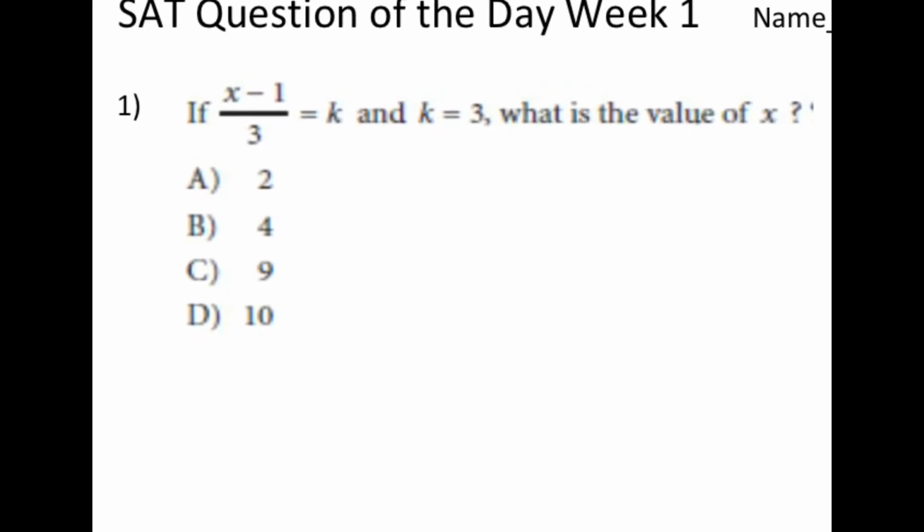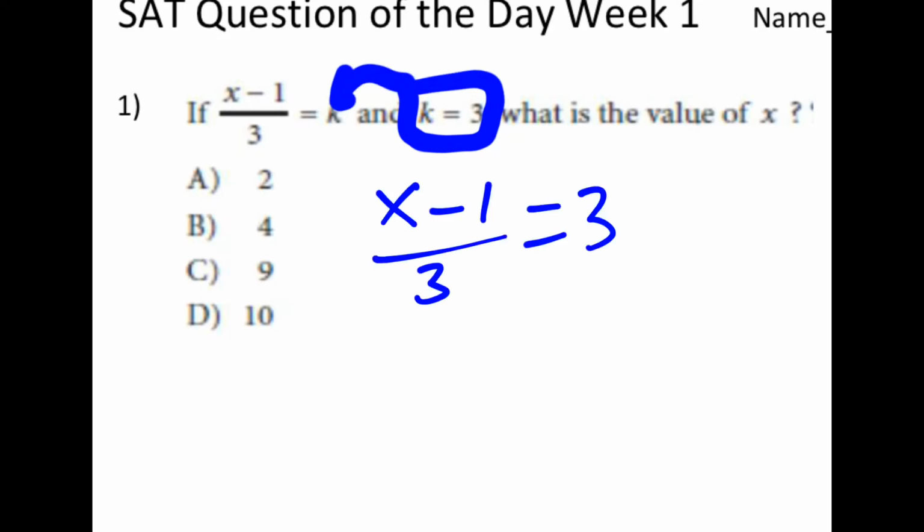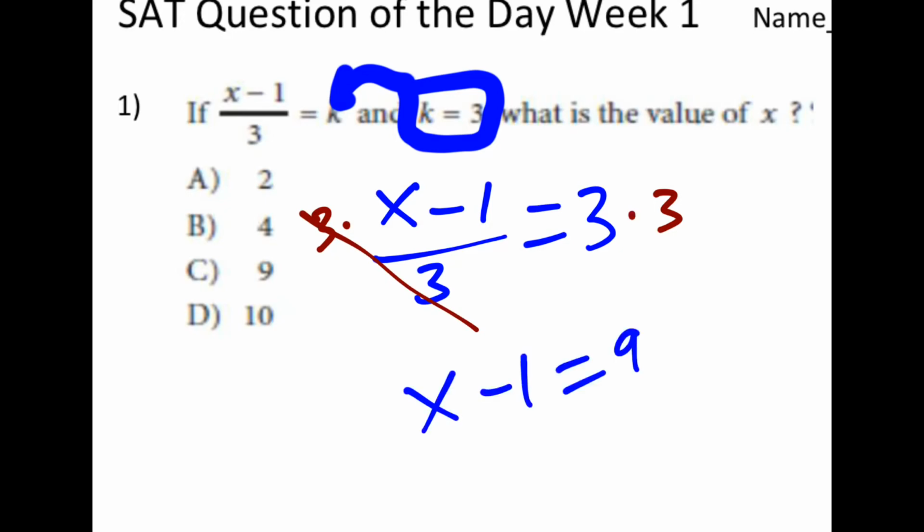If the quantity x minus 1 divided by 3 is equal to k, and k is equal to 3, what is the value of x? So the first thing we have to do here is substitute k equals 3 in for k. And once we do so, we're left with a two-step equation. We can multiply both sides by 3, cancels out. And then we're going to add 1 to both sides, and hopefully we chose D.